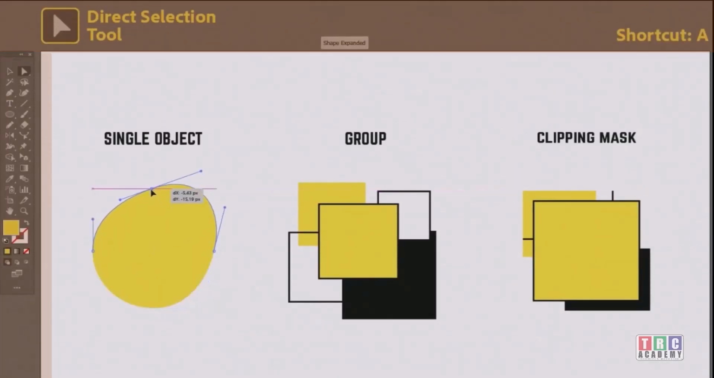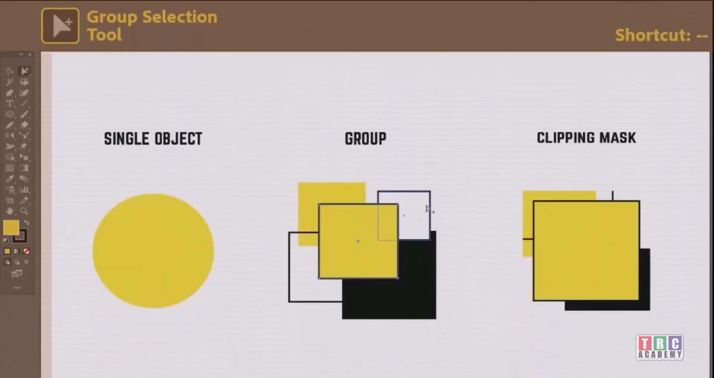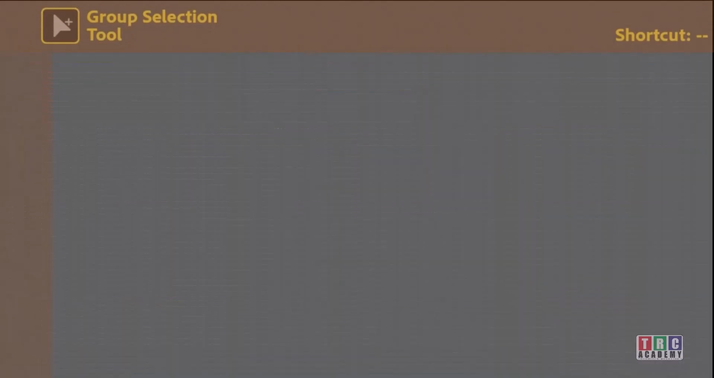one is a direct selection tool which you can just select the points and adjust the handles and you reshape it. Same thing with the clip mask, you can just select an individual object which is already grouped. The group selection tool, which is already grouped, you can just select the individual object and adjust its content.